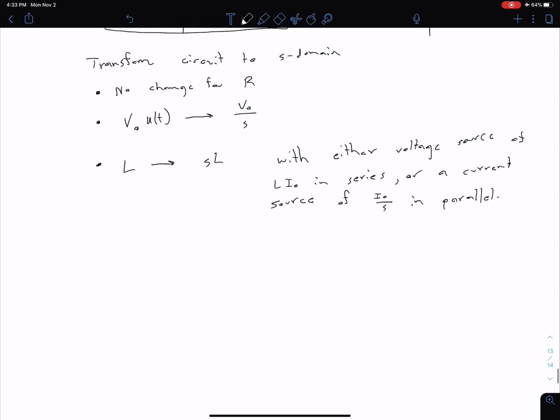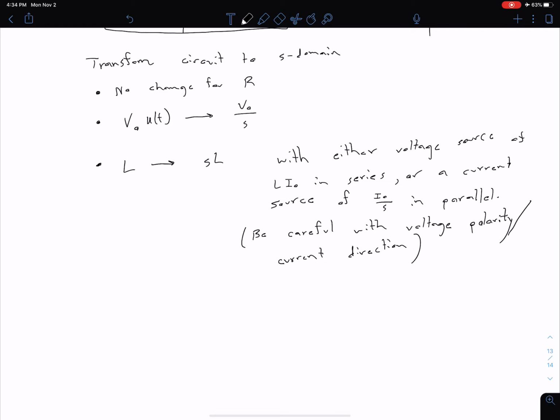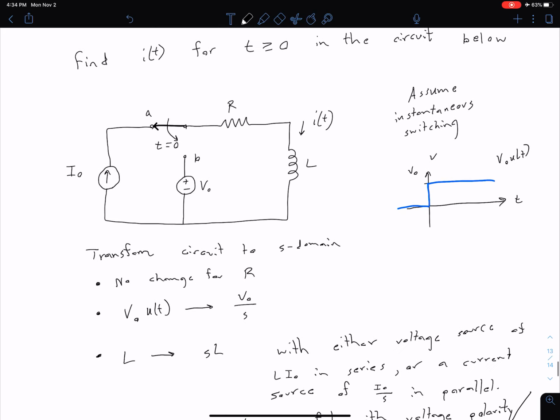Just like we saw with our previous example, we want to be careful about voltage polarity and current direction, depending on which circuit representation we choose. Again, just refer to what you have in your notes. For an exam situation, make sure you have that on your note sheet, because you want to make sure you have the current direction and voltage polarity right, otherwise you'll get an incorrect answer.